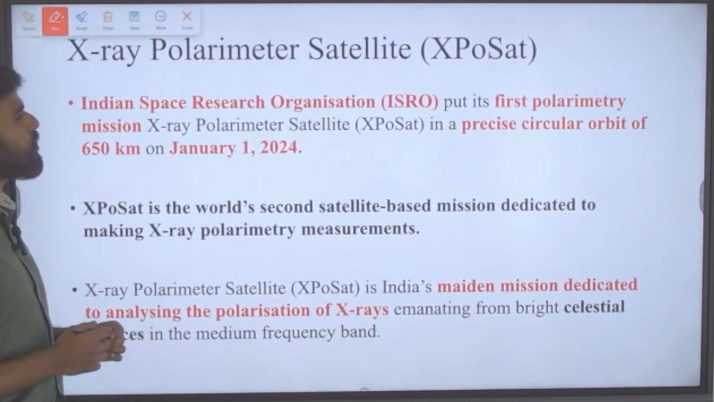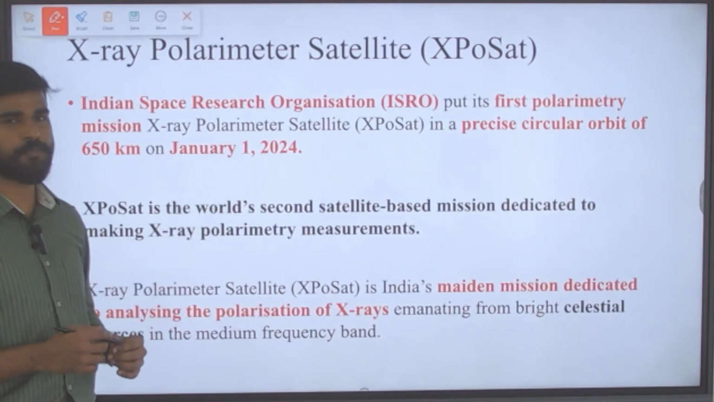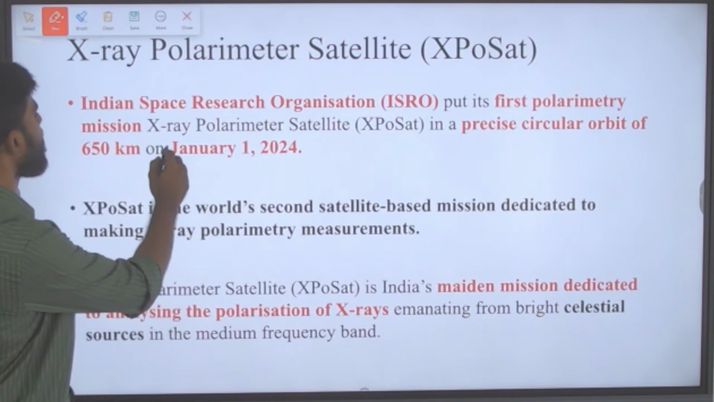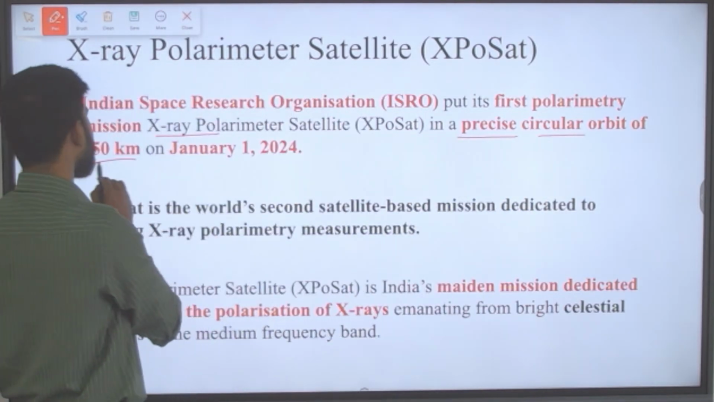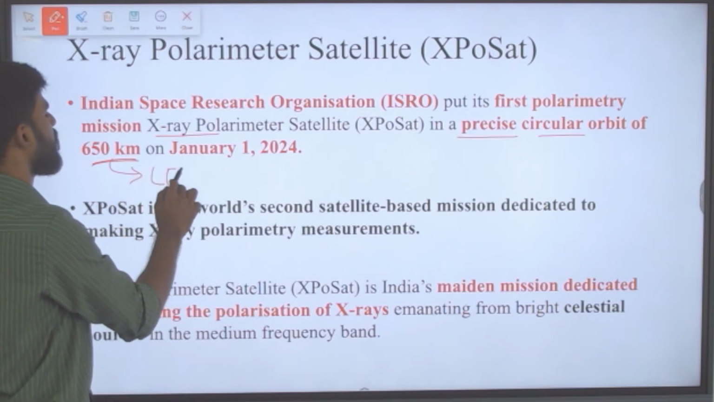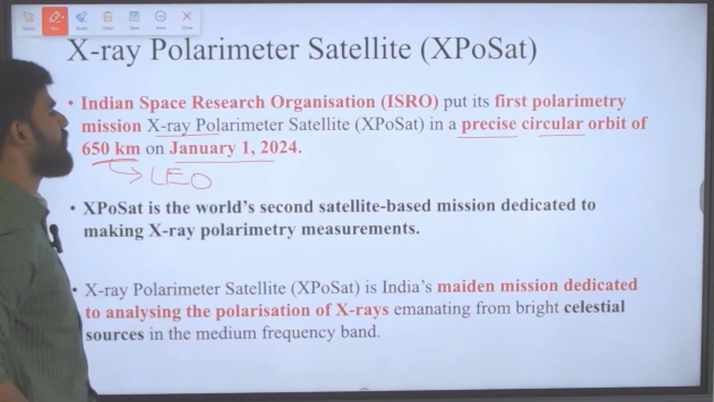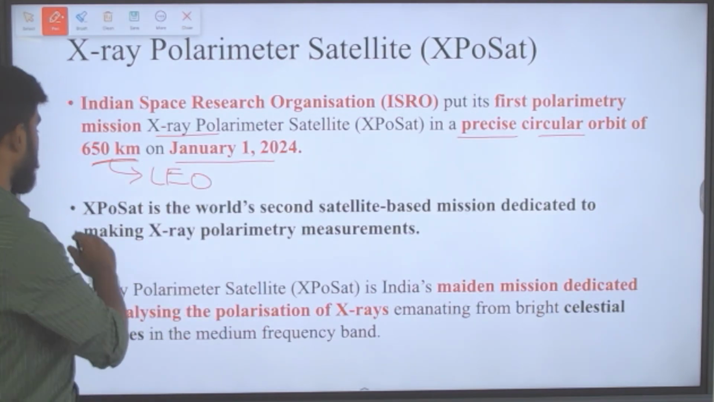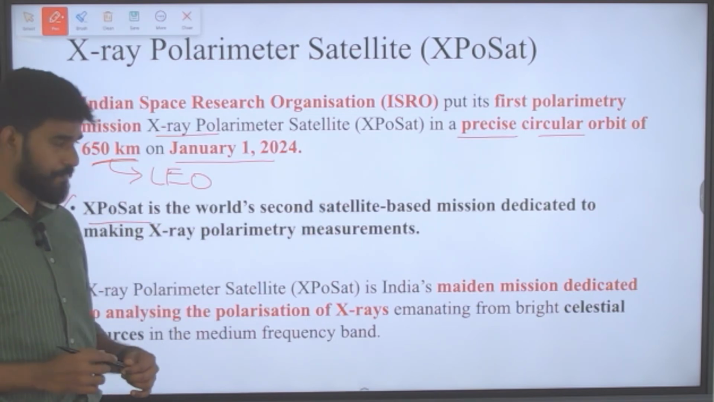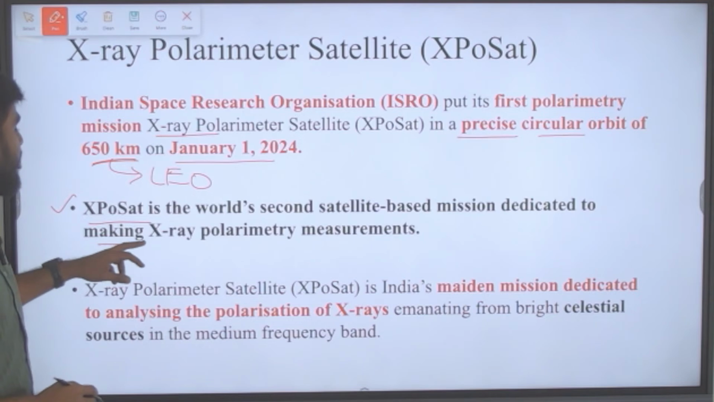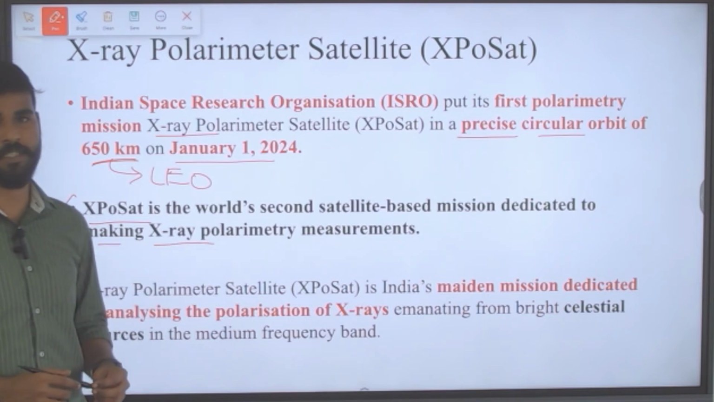The Indian Space Research Organization put its first polarimetry mission, XPOSat, in a precise circular orbit of 650 km, that is low Earth orbit, on January 1st, 2024. And XPOSat is the world's second satellite-based mission dedicated to making X-ray polarimetry measurements.